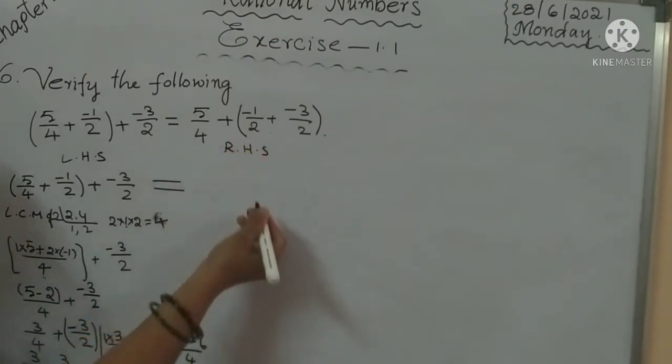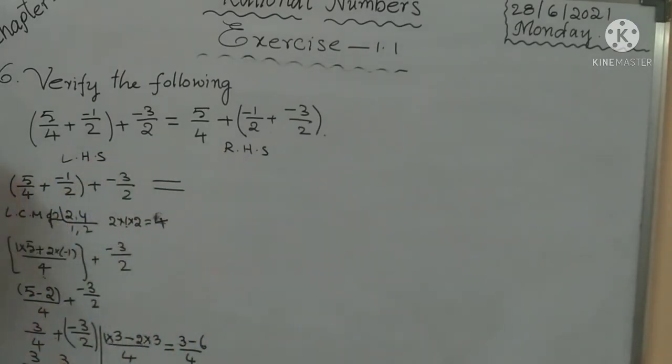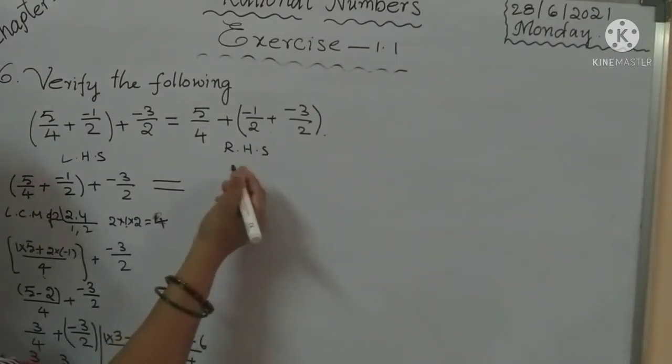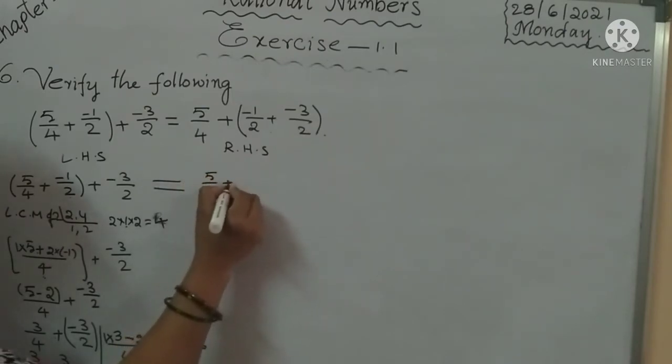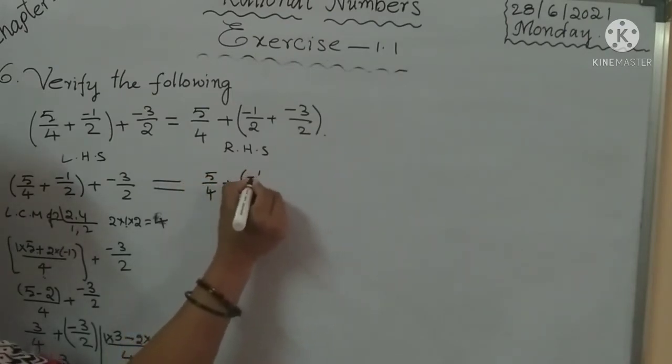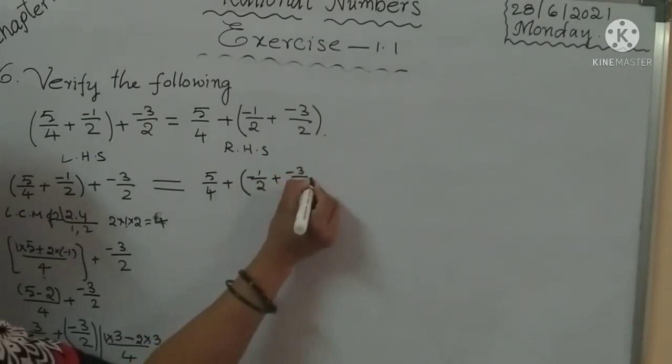It is the LHS value, minus 3 by 4. Next one is the RHS value. This is the RHS. This is the LHS value, minus 3 by 4, and now the RHS. So here write 5 by 4 plus of minus 1 by 2 plus minus 3 by 2.